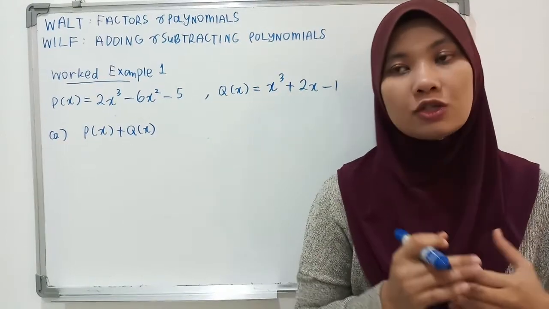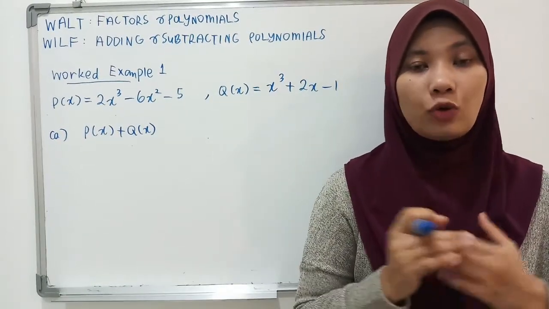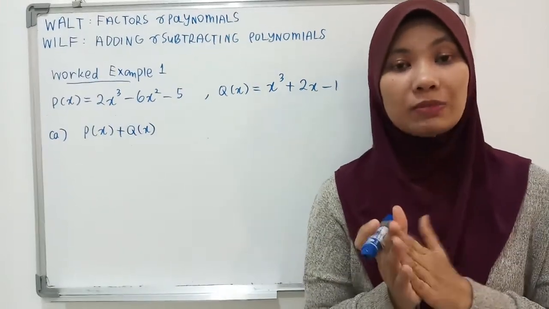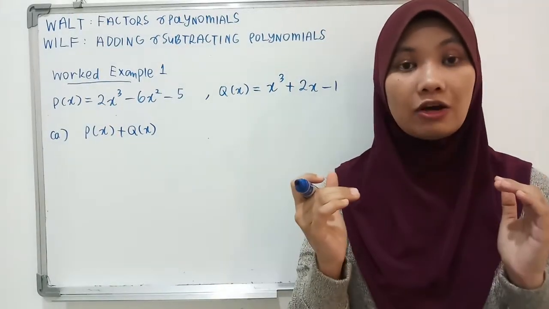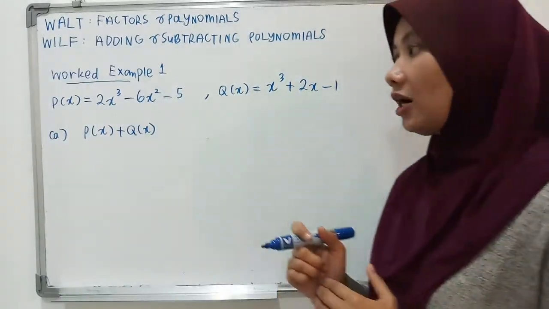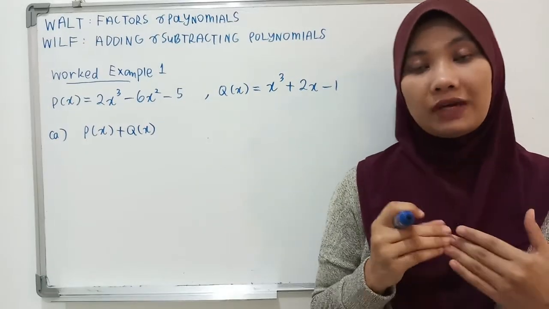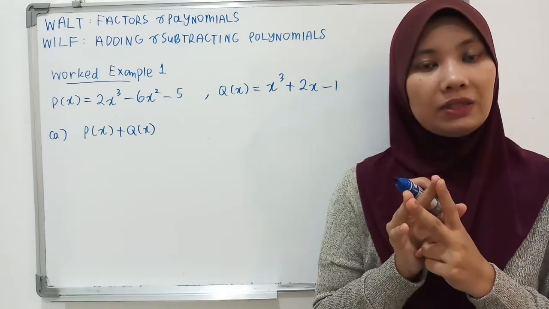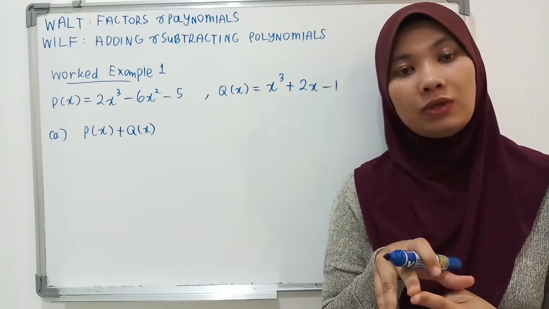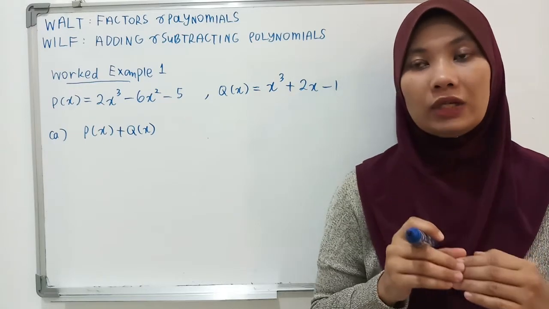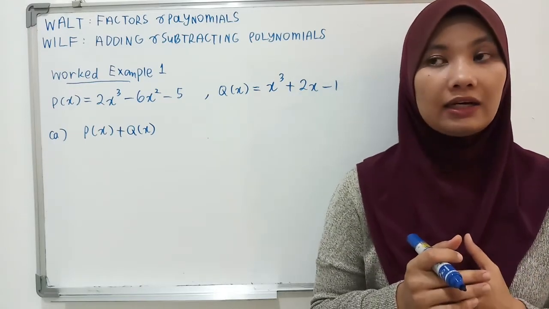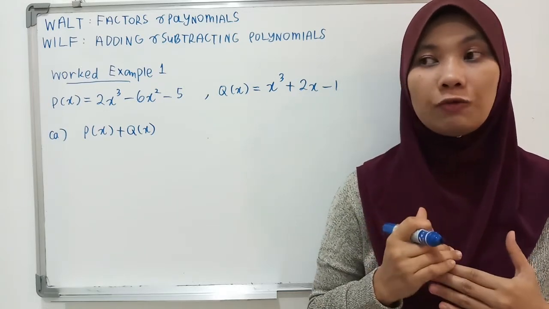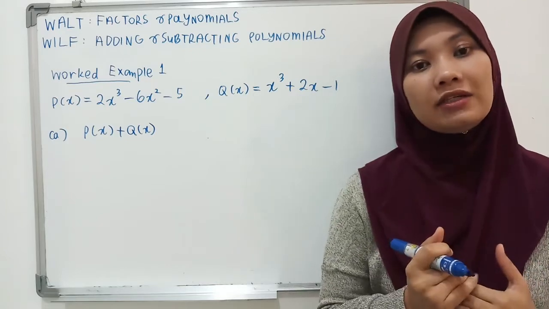What is a polynomial? A polynomial is simply a combination of terms, something like ax plus b or ax squared plus bx plus c. Before we proceed to the factor theorem and the remainder theorem, the two main things in this chapter, we need to learn how to add, subtract, multiply and divide polynomials. So for this first video, I am going to focus on addition and subtraction of polynomials.